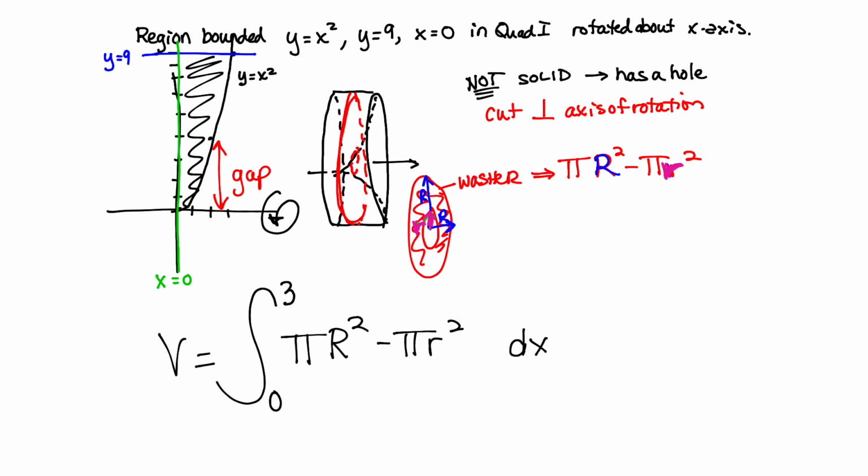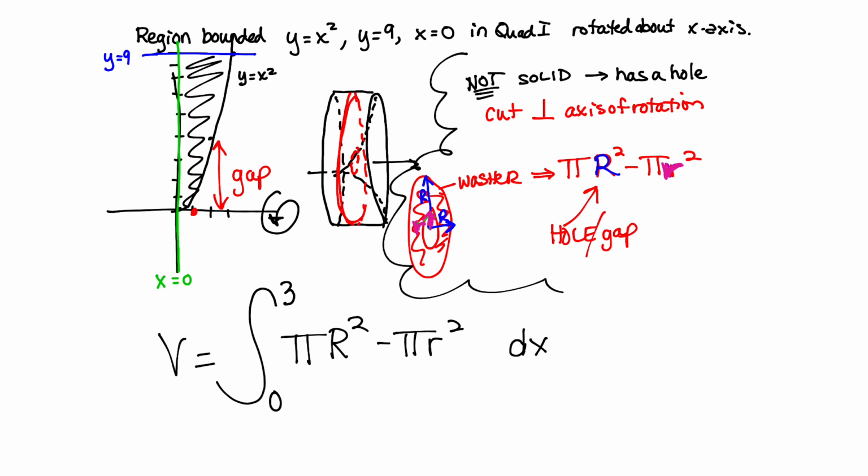Why do I have that formula? Because I have a gap. I have a hole. I have a gap between my region and the axis of rotation. Sweet. Now we find our big R. Ooh, one more thing I forgot to write down. I'm going to put this in my think bubble because this is all in my think bubble over here.